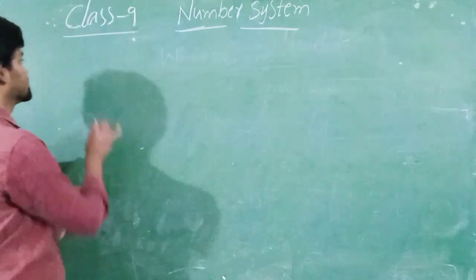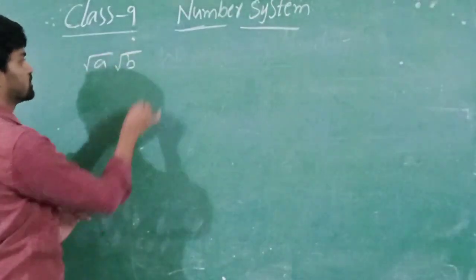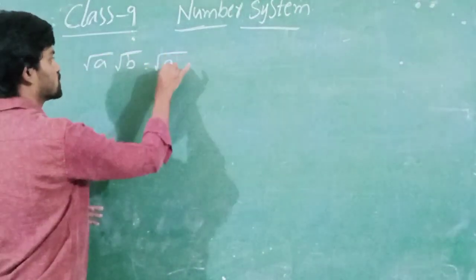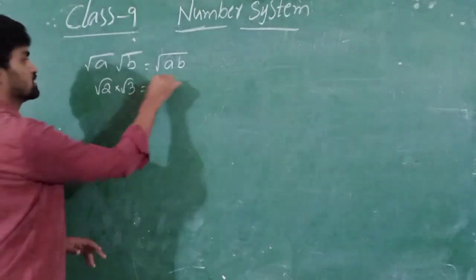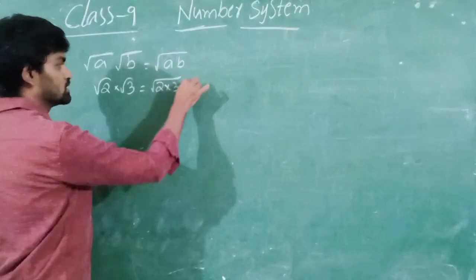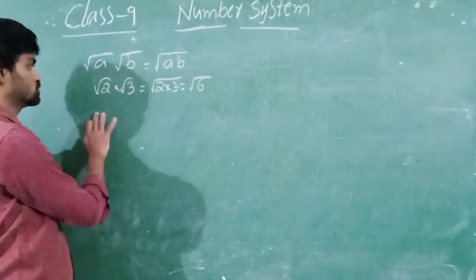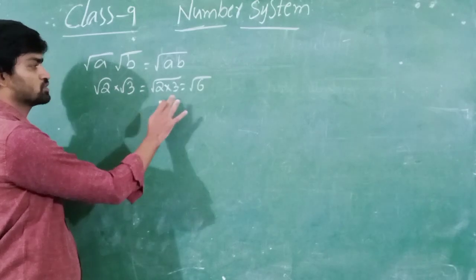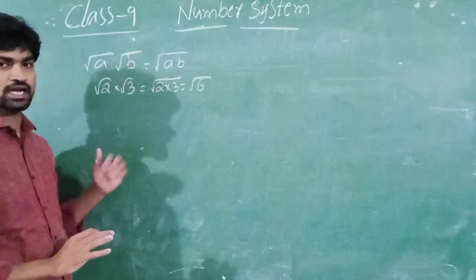Now, first identity is root of a into root of b. Always it will give root ab. It means what? Root 2 into root 3 is root of 2 into 3, that is root 6. Root 2 into root 3 is root over 2 into 3, that value is 2 3s are 6. This is our first identity.